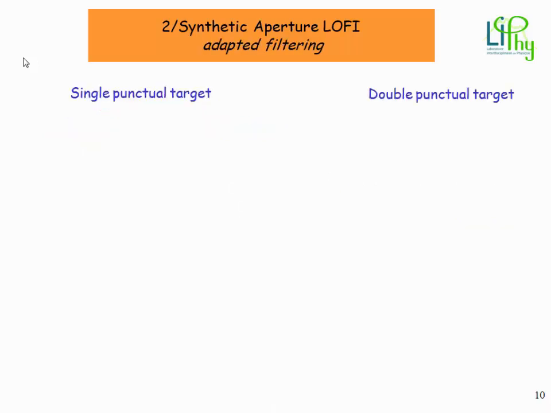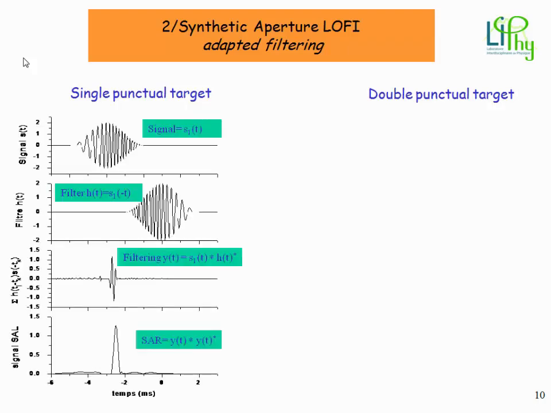Experimentally, in fact, how does it work? In fact, the synthetic aperture process is simply a correlation calculation between the reflected signal and an adapted filter. And when looking at the punctual target, the upper graph here shows the time evolution of the reflected signal during the scanning of the radar. And as we can see, due to the Doppler effect, the reflected signal is a kind of chirp pulse.